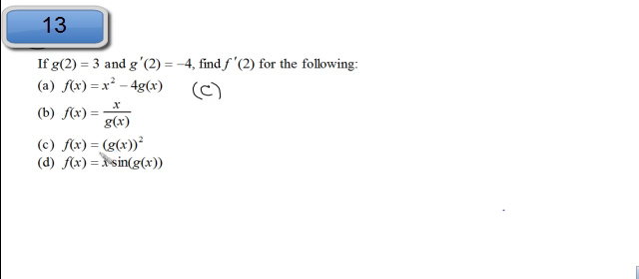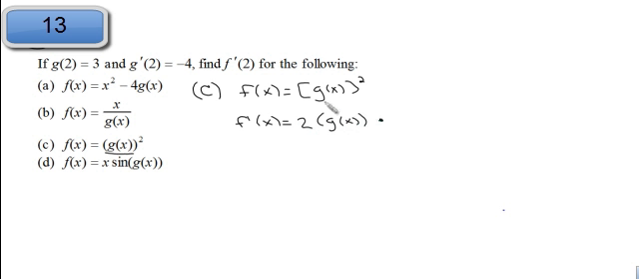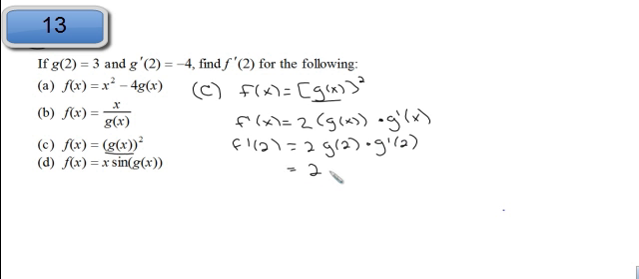For part C, we're going to have to use the chain rule, because we have g of x squared. So the derivative, bring the 2 on the outside, of g of x, subtract 1, times the derivative of the inside, which would be g prime. So f prime of 2 would be 2 times g of 2 times g prime of 2. So g of 2 is 3 and g prime of 2 is negative 4. So we have 6 times negative 4, for negative 24. Okay.